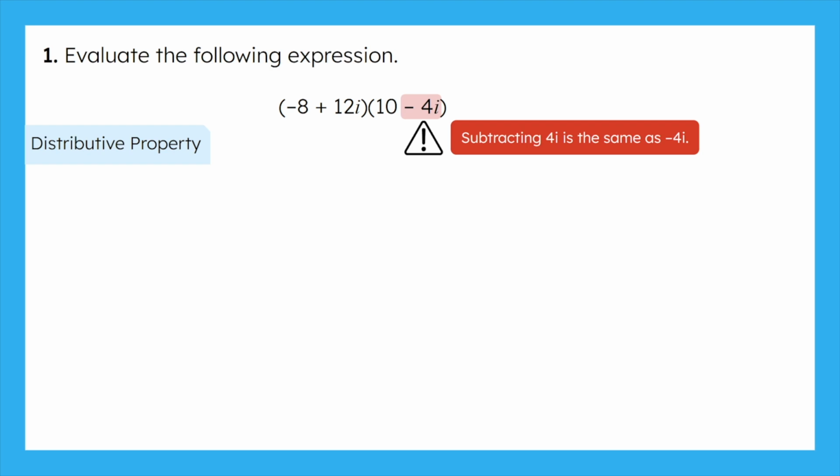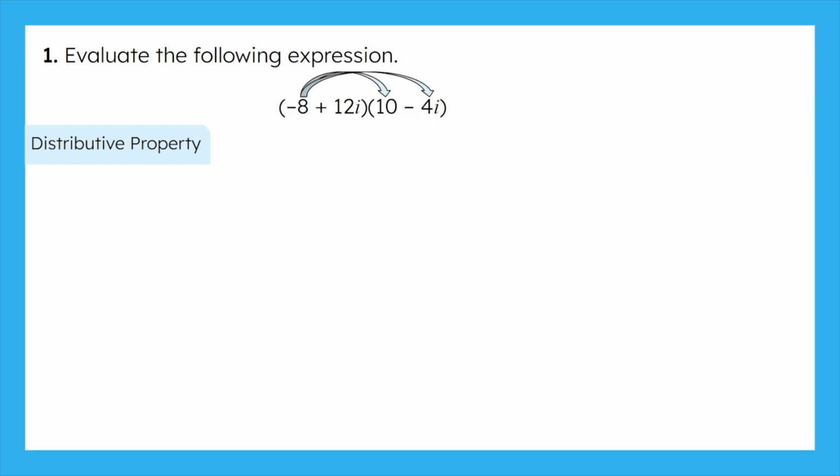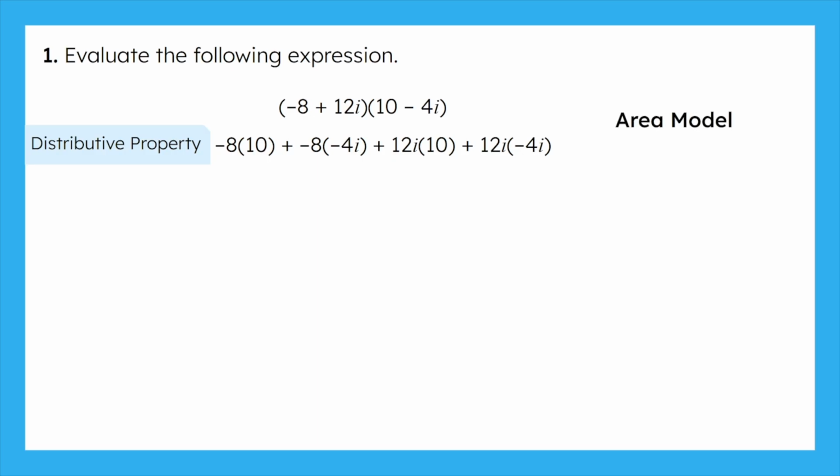With this in mind, let's distribute that -8 first to the positive 10 and the negative 4i, and then distribute the 12i to the positive 10 and negative 4i. For those of you who prefer using the area model as a way of organizing the numbers and signs, here's what it'll look like for this problem. The same exact distribution will be performed between these same numbers. Okay, I'm going to evaluate both the written expression and the area model at the same time for you.